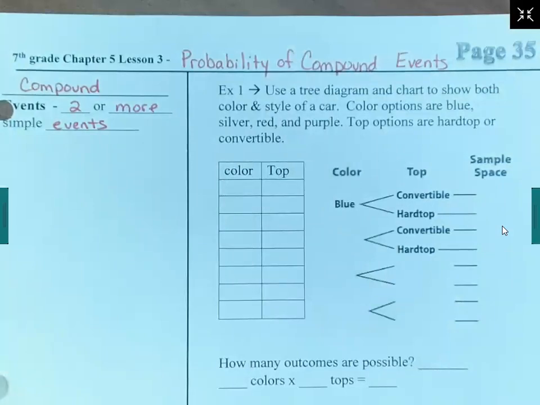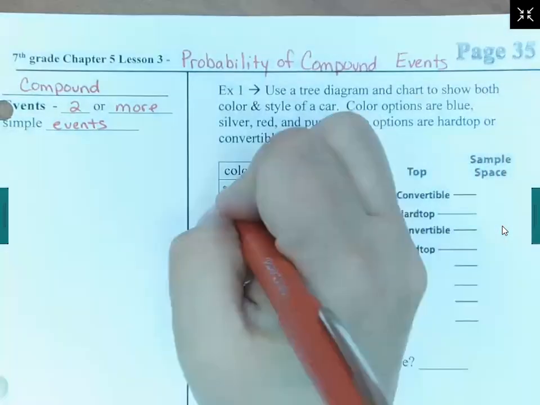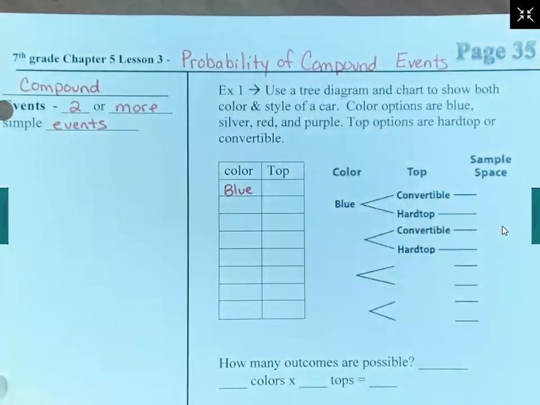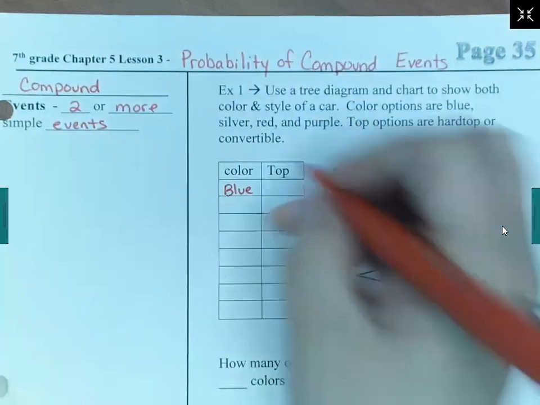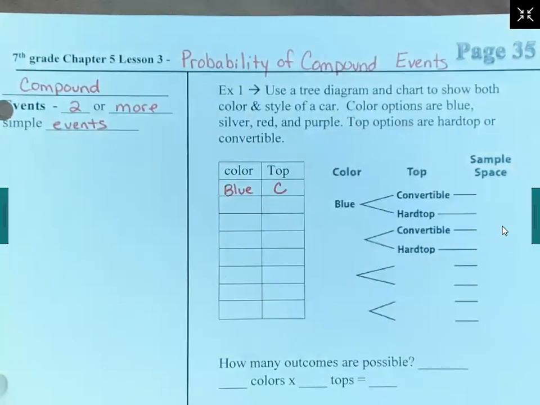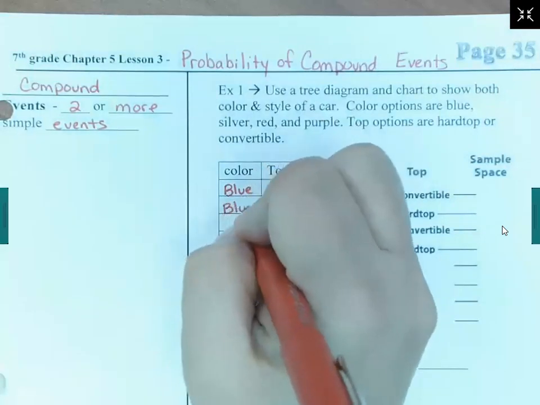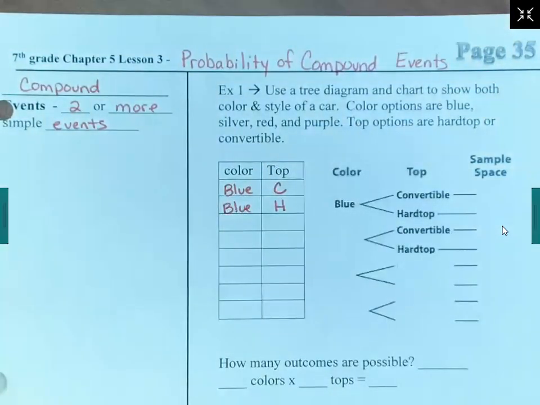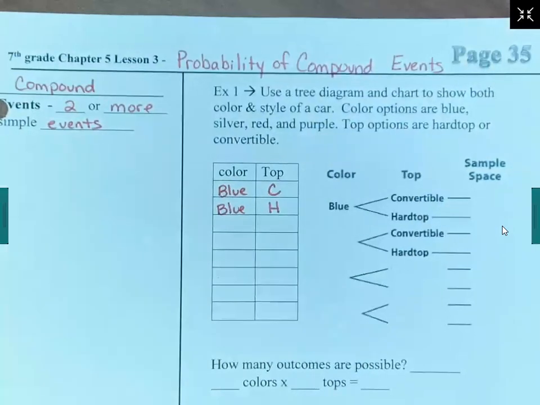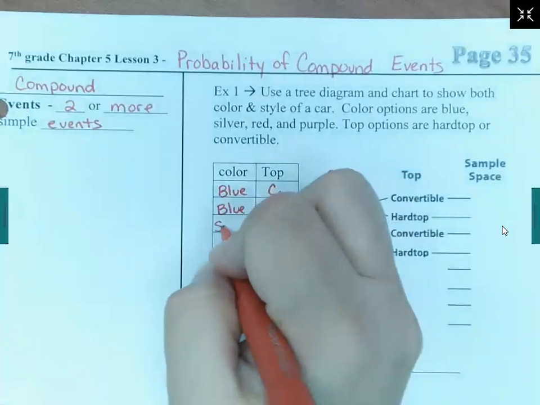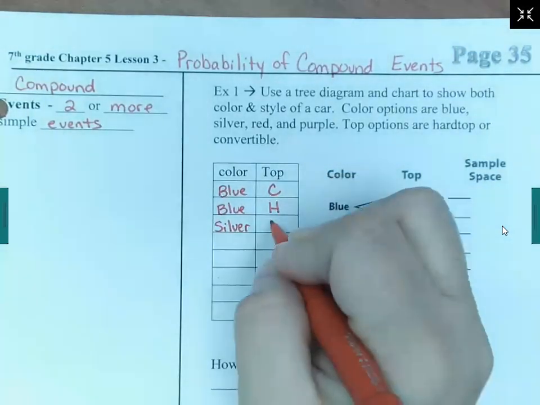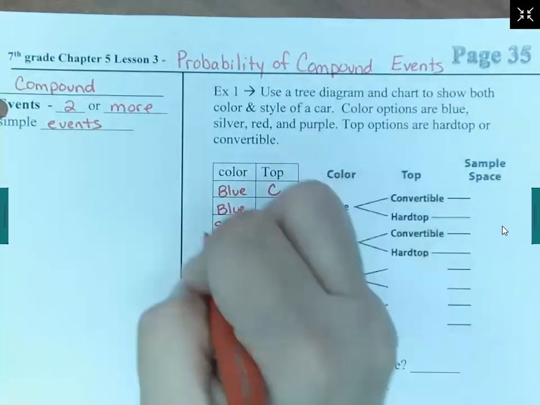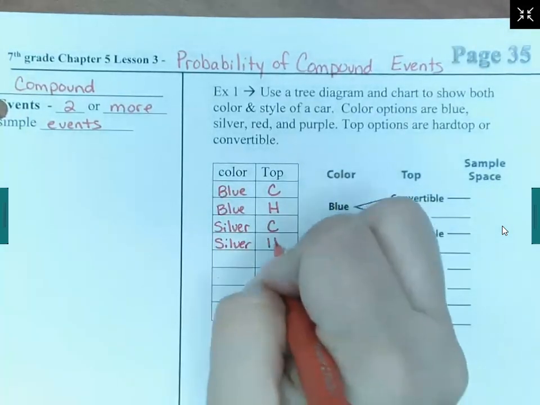Okay. So if I was picking a car, I could pick blue. And if I picked blue, I could pick convertible. I'm going to put a C because I cannot fit the word convertible in that box. Or I could pick a blue car with a hardtop. Raise your hand. What's the next option I could pick? Oh, silver. And if I pick silver, it could be a convertible, or it could be silver hardtop.